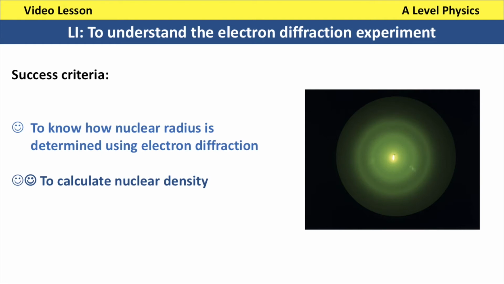Today's learning intention is to understand the electron diffraction experiment. You'll remember we mentioned that at the end of the last video about the Rutherford alpha particle scattering experiment. The success criteria for today is to know how nuclear radius was determined using the electron diffraction experiment and to be able to calculate a quantity known as nuclear density.